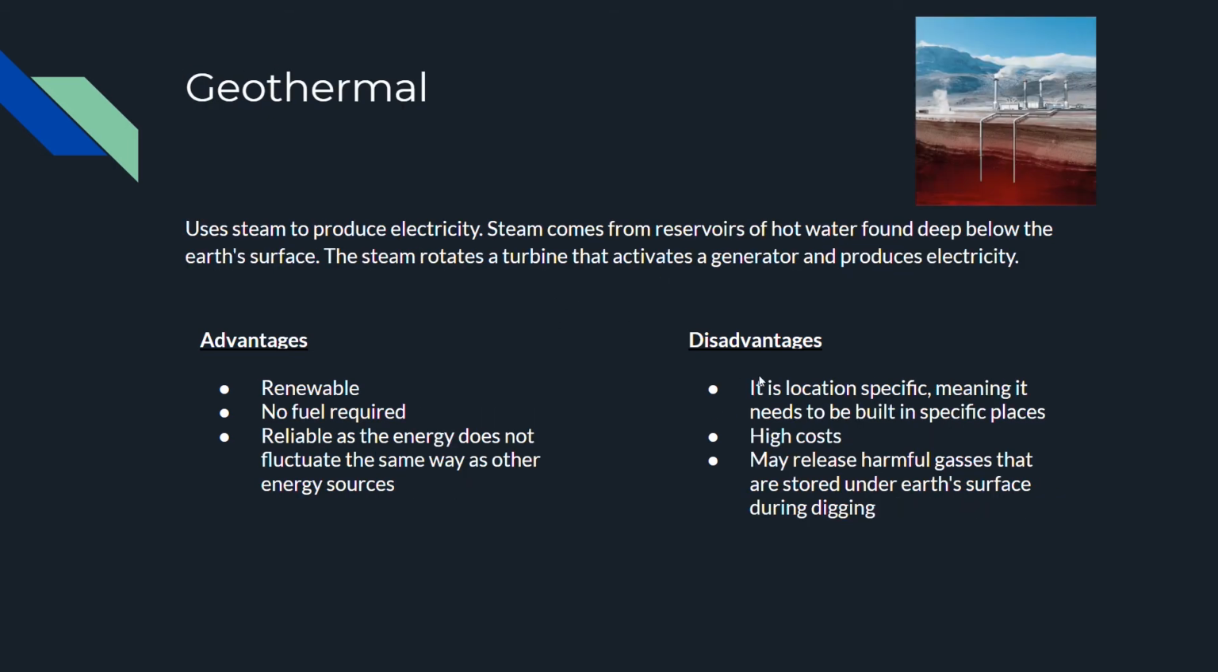Geothermal. Uses steam to produce electricity. Steam comes from reservoirs of hot water found deep below the Earth's surface. The steam rotates a turbine that activates a generator and produces electricity.